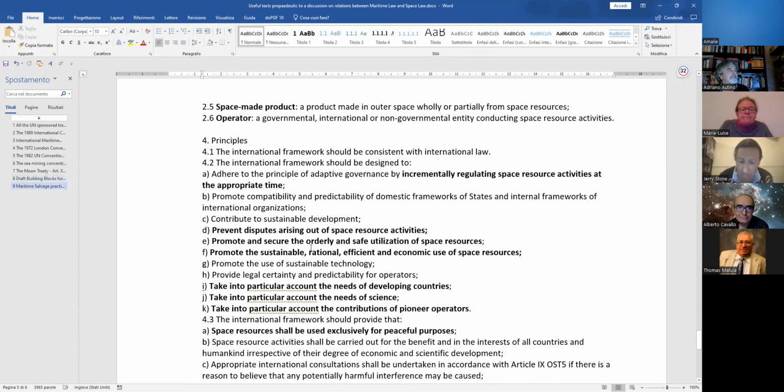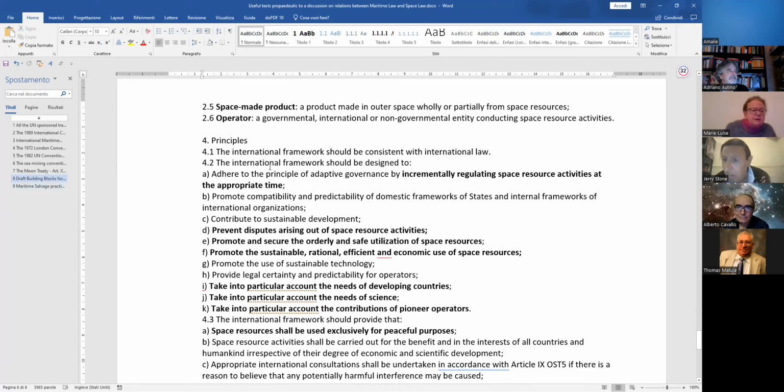Then those guys wrote some principles that are also interesting. The international framework should be consistent with international law. So when they say international law, I think they mean the terrestrial law. Yes.